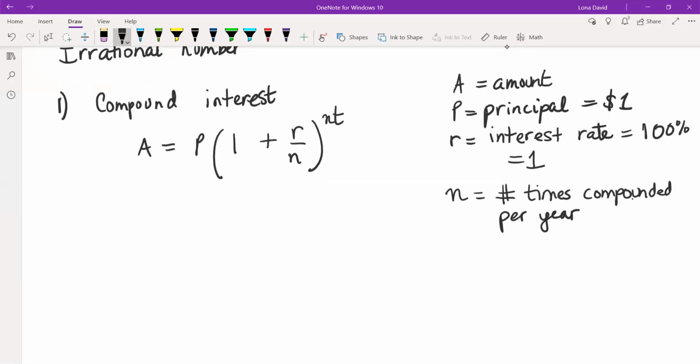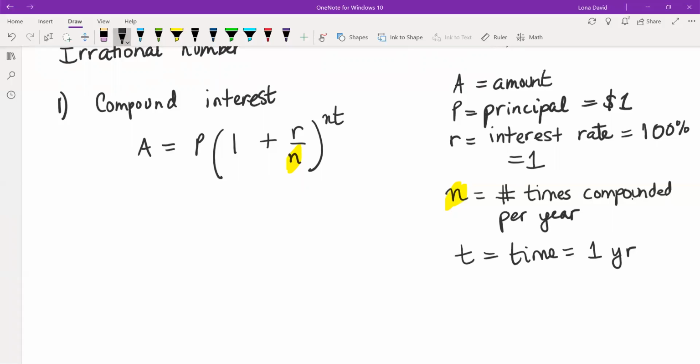And then t is the time, and that is just going to be 1 year. All right, so I put in 1 for everything that I can. The number that's going to change is my n, how many times it gets compounded. That's going to be the interesting variable that changes, okay? And as it changes, you will see what happens.